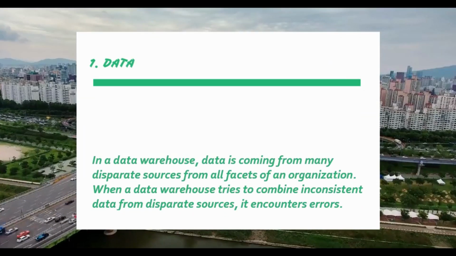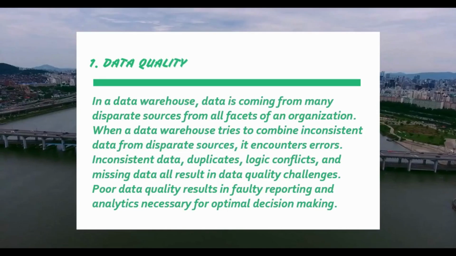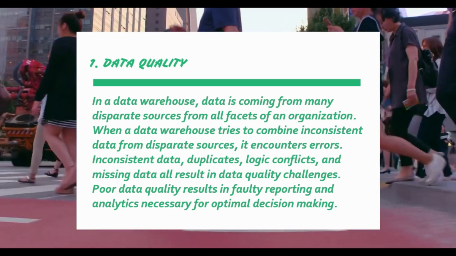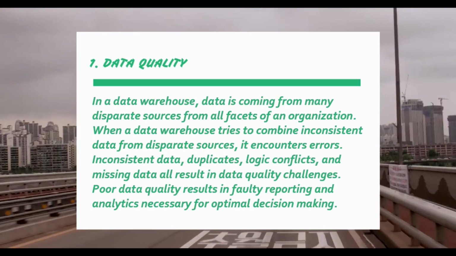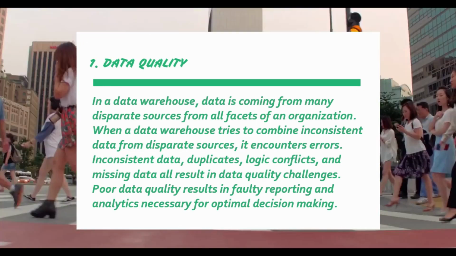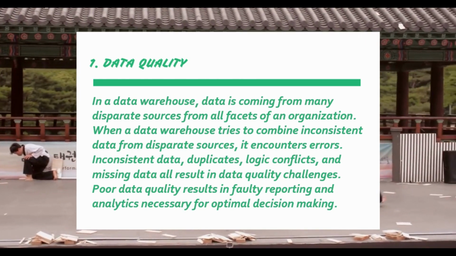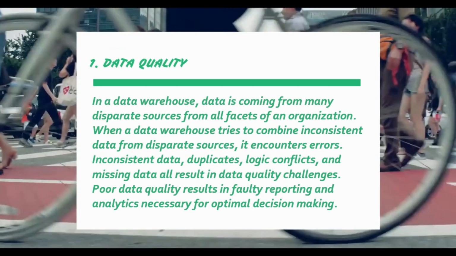In a data warehouse, data is coming from many disparate sources from all facets of an organization. When a data warehouse tries to combine inconsistent data from disparate sources, it encounters errors. Inconsistent data, duplicates, logic conflicts, and missing data all result in data quality challenges. Poor data quality results in faulty reporting and analytics necessary for optimal decision making.